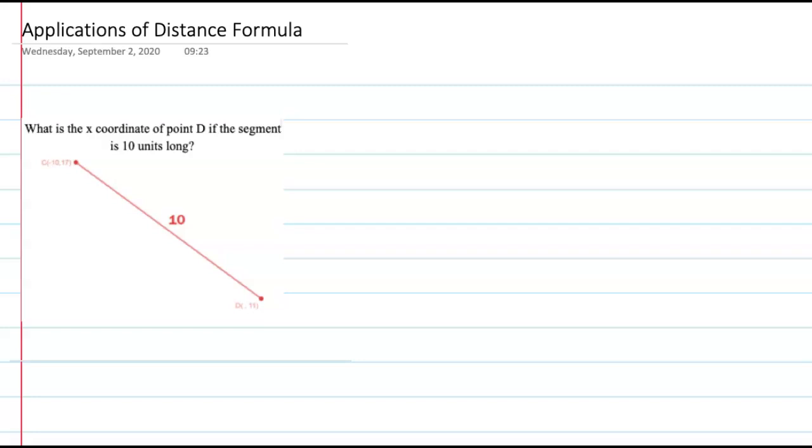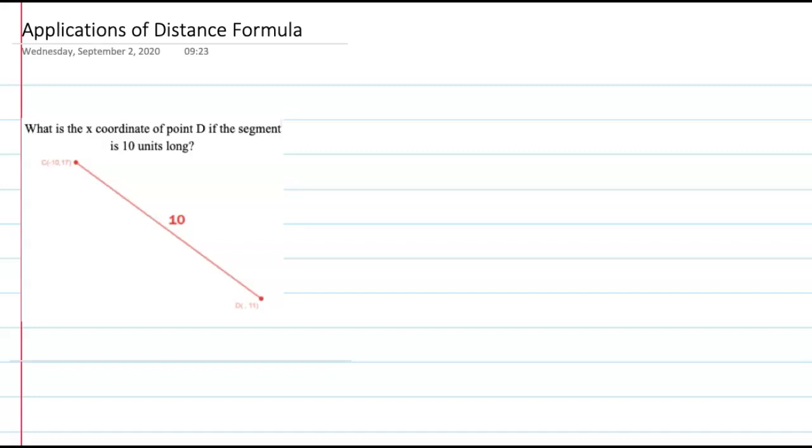Here I want to do an example of how to find a missing coordinate from an endpoint using the distance formula. So here we have a line segment. We're given one endpoint and part of the other. We have the y coordinate. It says, what is the x coordinate of point D if the segment is 10 units long? Okay, so we know the distance and we know a coordinate and a partial coordinate.